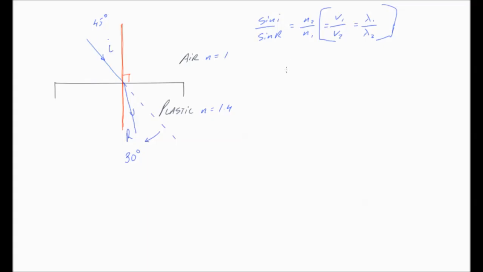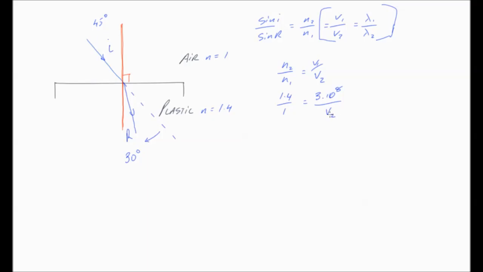So let's have a look at what's happening with the velocity. So n2 over n1 is going to be equal to v1 over v2. Now we're going to assume that because there's a refractive index of 1, even though it's technically not, then the velocity of light travelling through the air is actually equal to the speed of light. So let's substitute our values here. So we have 1.4 divided by 1 is equal to 3 times 10 to the power of 8 meters per second divided by the velocity in the plastic.